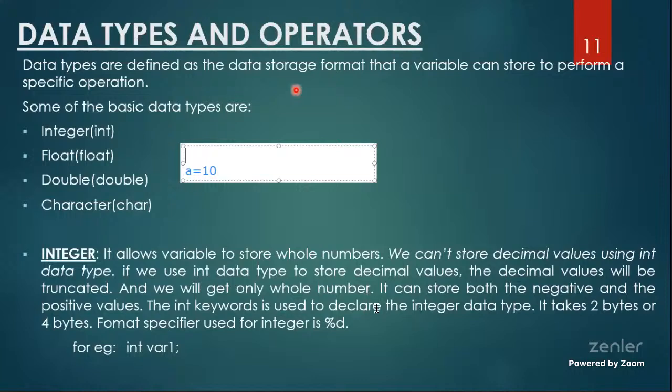Right. After that, the int keyword is used to declare the integer data type. Which keyword is used here? Int is a keyword used to declare the variable. Okay, the int is a keyword or data type. Now next one, it takes 2 bytes of memory space, 2 to 4 bytes of memory space.